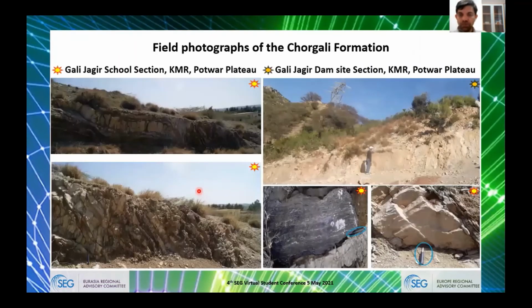Now, field photographs of the Chorgali Formation. The photograph to the upper right belongs to the Gali Jagir dam site section, and the rest of the photographs belong to the Gali Jagir school section. Both of the sections are folded, and similarly, there is also an intraformational fault in the lower left corner, followed by a black colored layer, which is actually algal laminations and contains gypsum and dolomite. In the extreme right corner to lower right corner, we have the thick bedded dolostone.